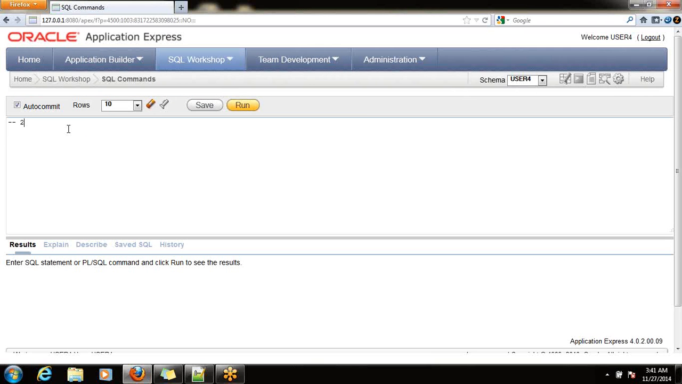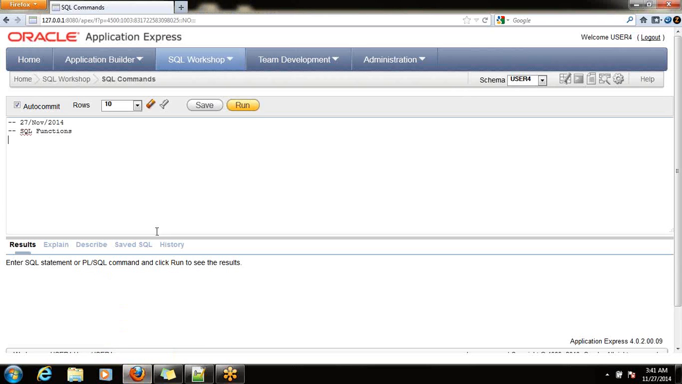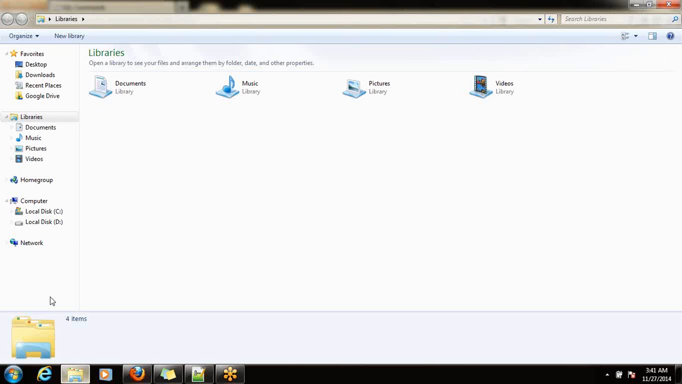So I'm beginning with new 27. Okay, so today we'll be looking into SQL functions. There are already inbuilt functions available in the Oracle environment. So we will begin with those things.